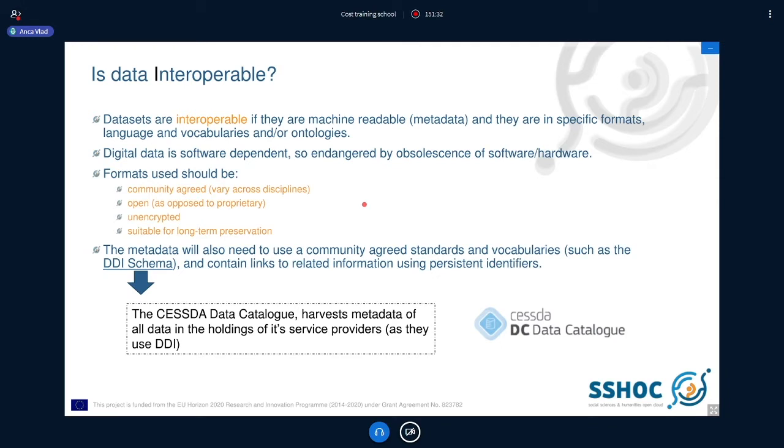And the metadata should use, again, that DDI schema that I mentioned earlier. So these internationally agreed, community agreed standards and vocabularies. And I included here a link to the DDI schema that you can have a look at. And I gave here an example, this is the data catalog. Yeah, you can have a look as well. This also uses DDI. Okay.